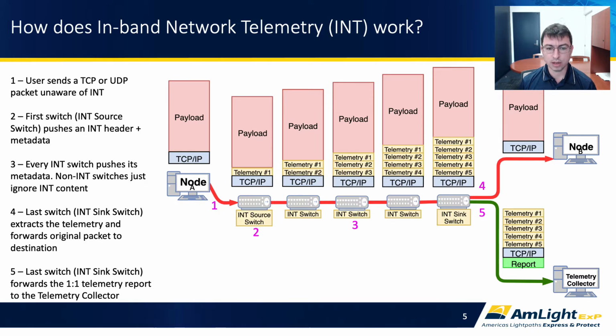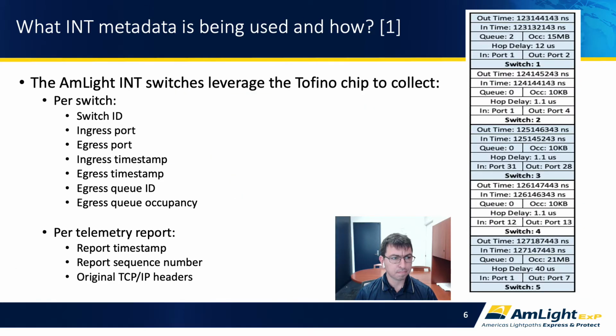But then once it gets to the final switch, what we call the INT sink switch, this switch removes the telemetry, exports the telemetry to a telemetry collector, and also forwards the packet at the same time to the destination node B. In this way, node A and node B never see any change to their packet, and the telemetry collector receives a copy of the TCP/IP header plus the telemetry data for every packet that goes from node A to node B.